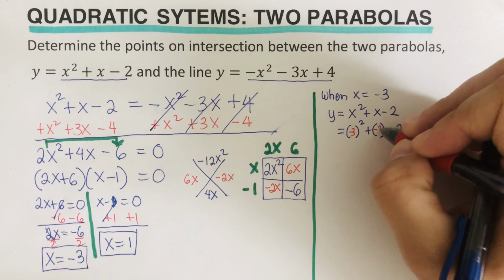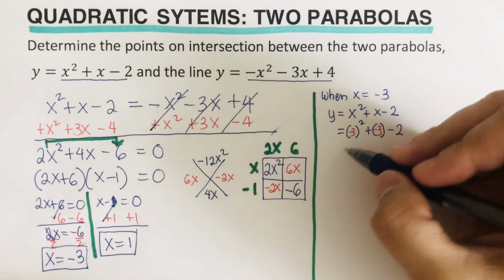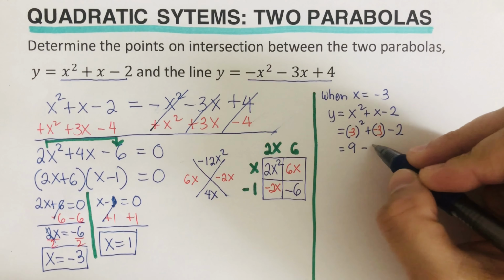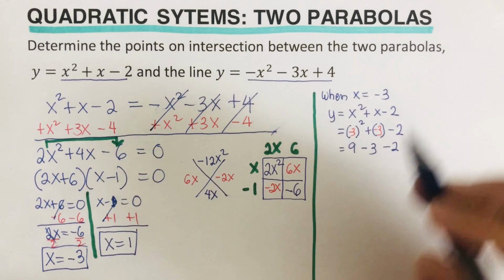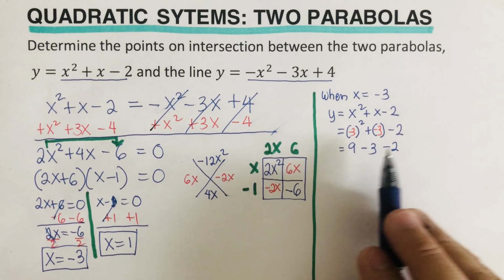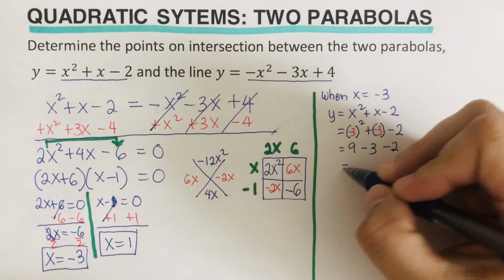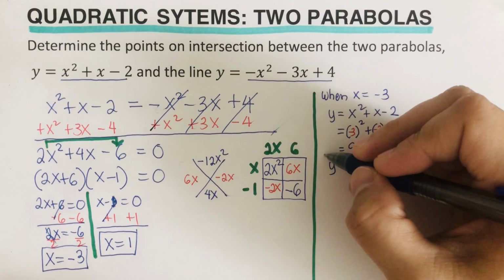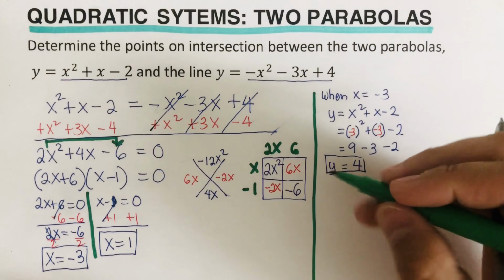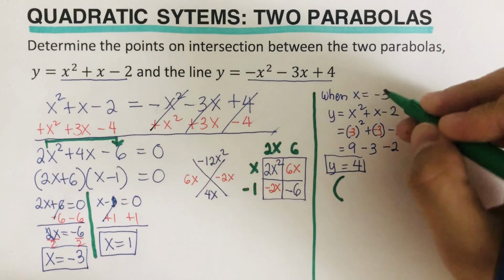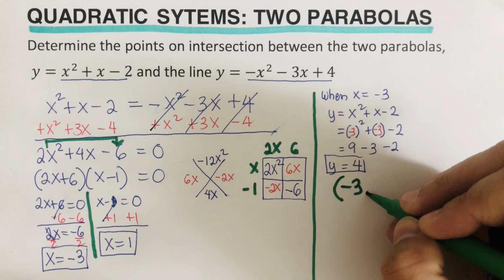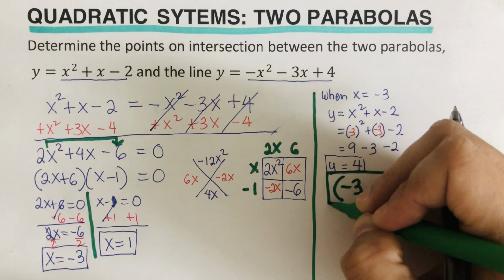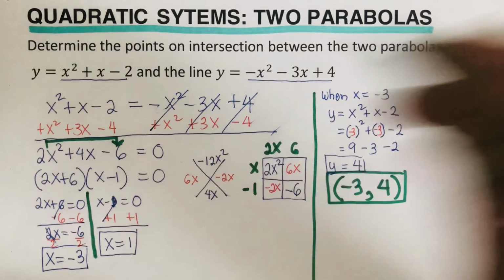And then this is negative 3. So then this becomes a positive 9 minus 3 minus 2. So 9 minus 3 minus 2 is a positive 4. So the first intersection would be x is negative 3 and the y is 4. So this is the first point of intersection between these two parabolas.